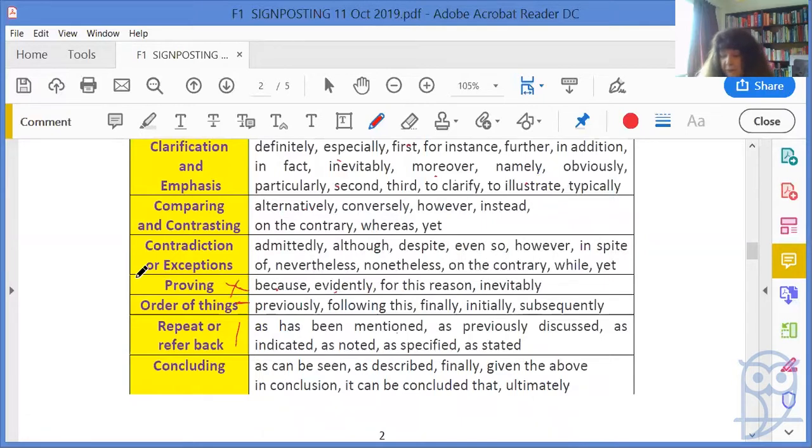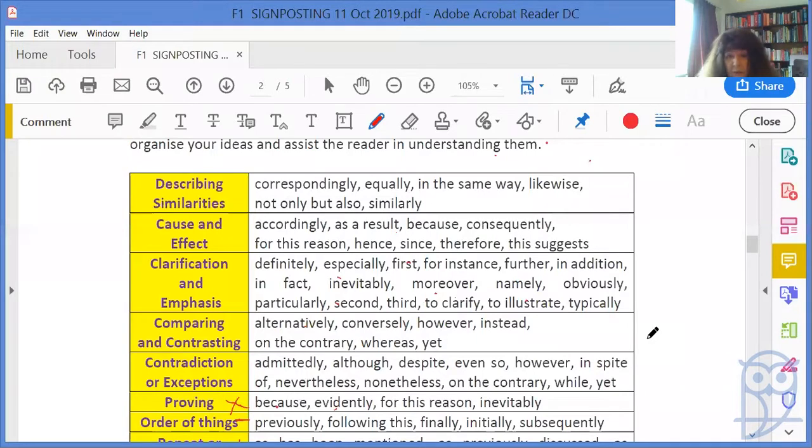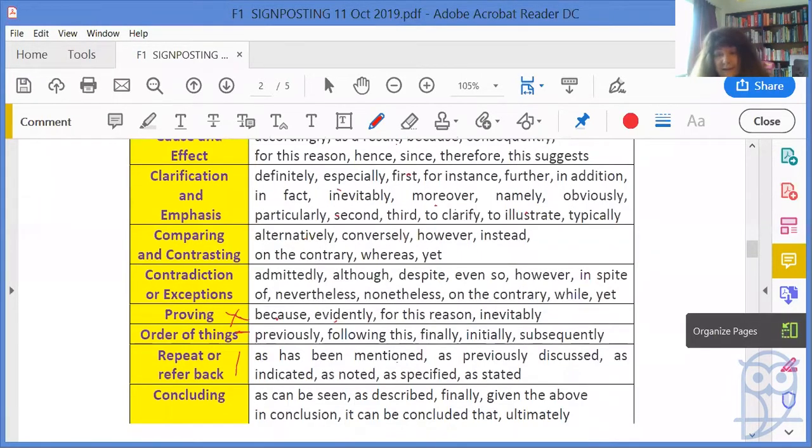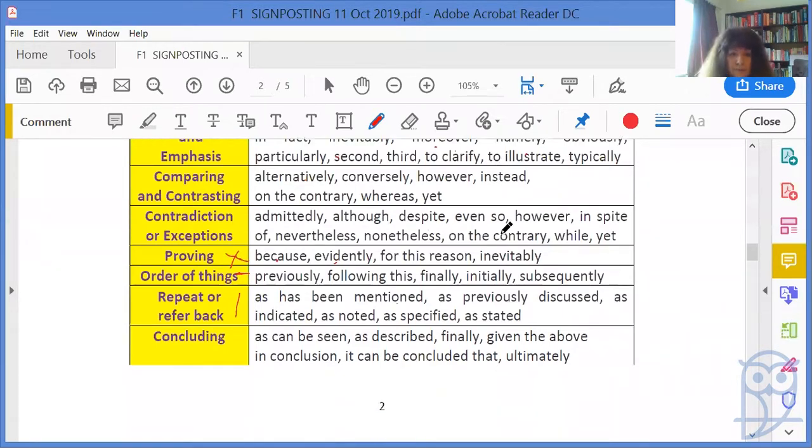And finally, if you're writing your conclusion so that everybody knows it's the end of your argument and you're wrapping it up: as can be seen from the above, as described, finally, given the above, in conclusion, it can be concluded that, ultimately. So there is a whole bunch of words. If you wrote them out just one time or had a copy of this, you hardly need to find any other signposting or linking words because these are the ones most used.